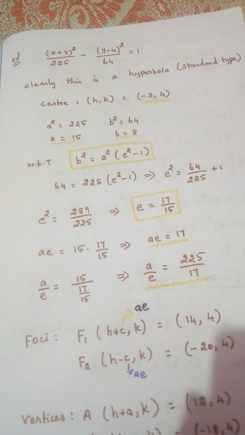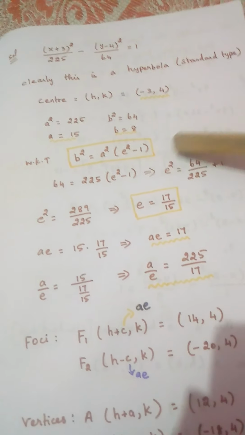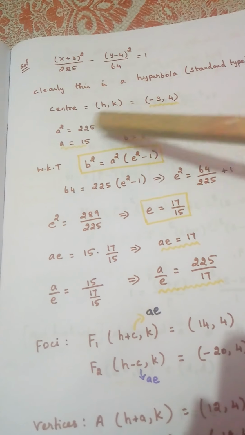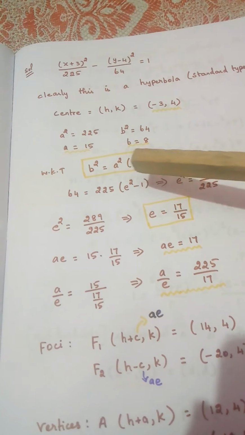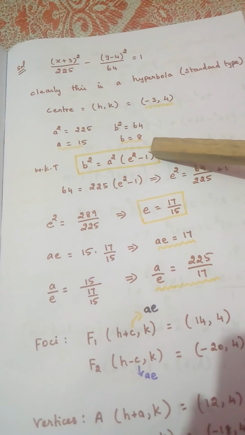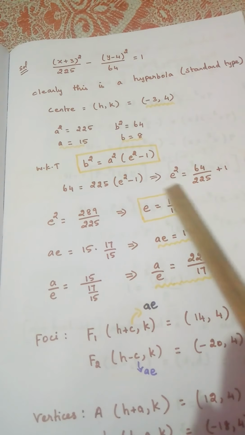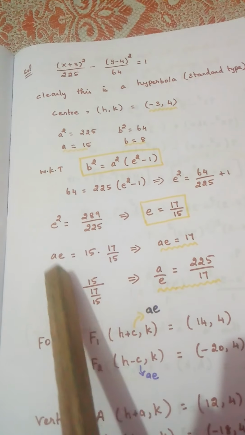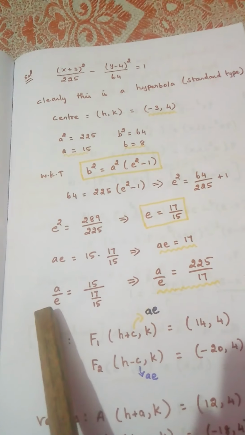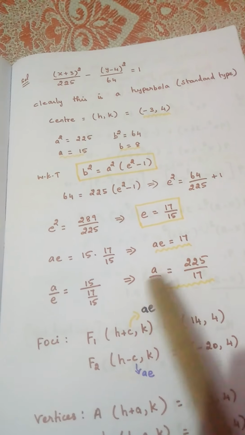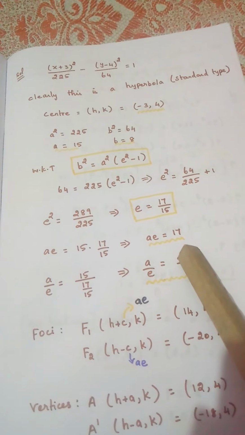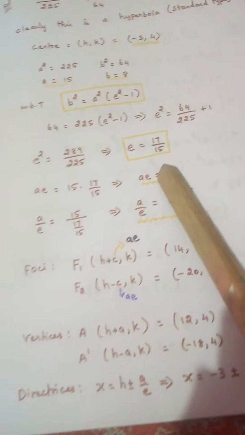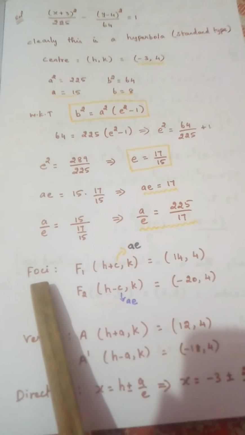So all the problems look in a similar fashion. First we will say which type of conic it is. The center we will immediately write. Then we will write the a square, b square values. Then we will write the formula to find the eccentricity. Substituting, we will calculate the eccentricity value. After getting the eccentricity value, immediately we will go for AE and A by E. Once we get the AE value and A by E value, we can easily find three things. What are they? Focus, vertices, directrices. So here also I am going to next find out the focus.